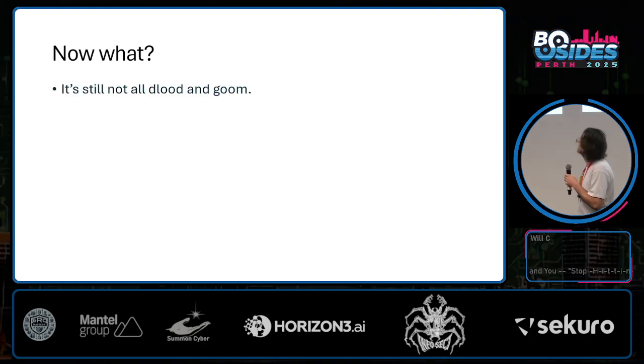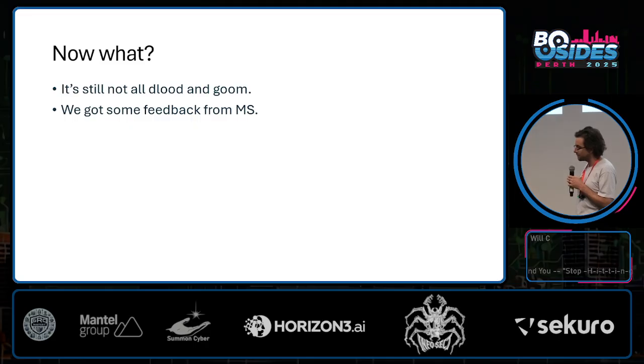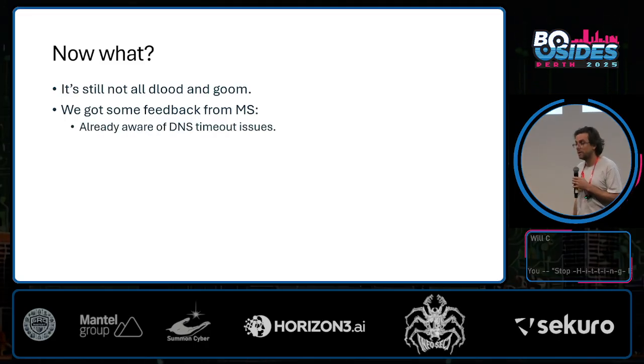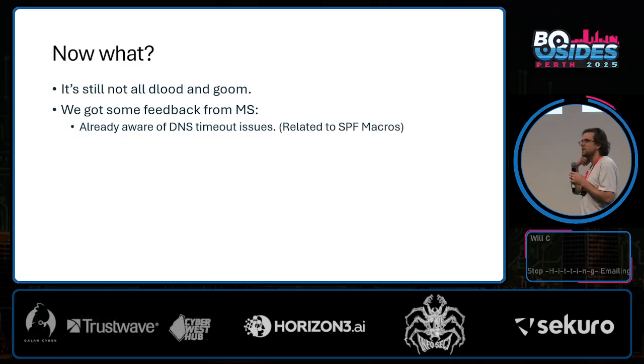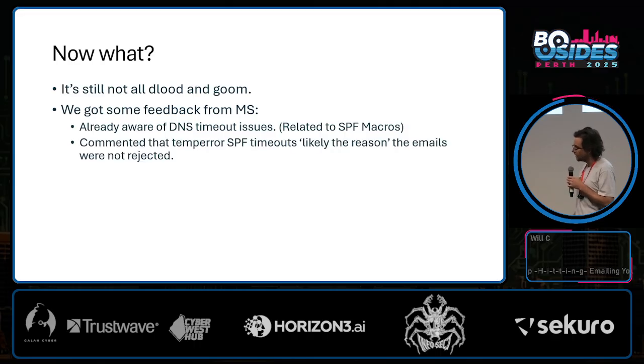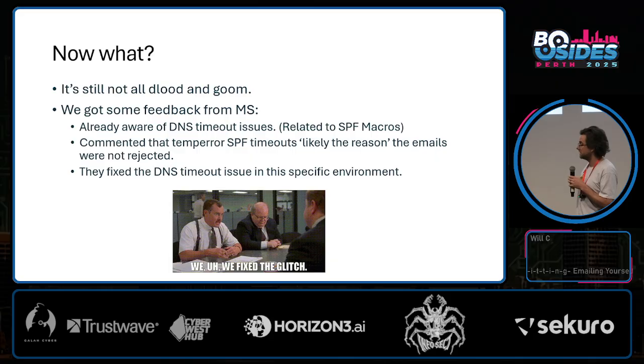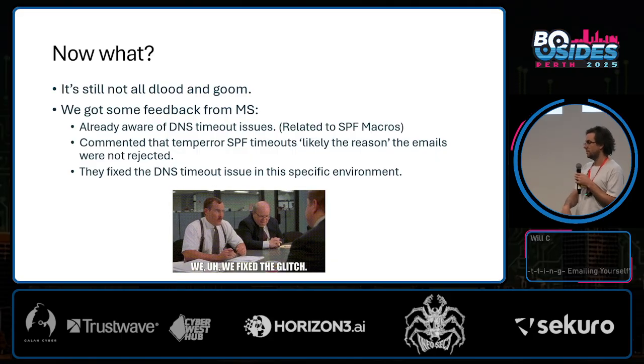Cool, now what? It's still not all gloom and doom. We got some specific feedback from Microsoft during this process. They were already aware of this DNS timeout issue. I don't think they'd quite connected it to the ability to exploit DirectSend via this process, but they were aware. They said it was related to this concept of SPF macros, which is a choice you have when configuring an SPF record. They commented that the temp error SPF timeout is likely the reason the emails were not rejected, and they fixed the DNS timeout issues for this specific environment.